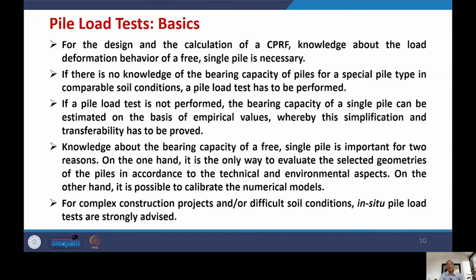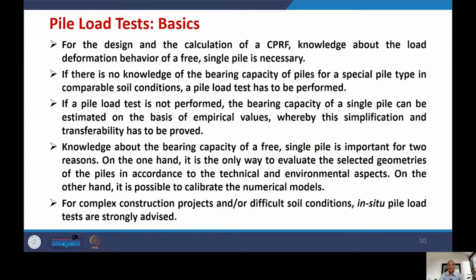If a pile load test is not performed, then the bearing capacity of a single pile can be estimated on the basis of empirical values, whereby this simplification and transferability has to be proved. Knowledge about the bearing capacity of a free single pile is important for two reasons. On the one hand, it is the only way to evaluate the selected geometries of the piles in accordance with the technical and environmental aspects, while on the other hand, it is possible to calibrate the numerical models.